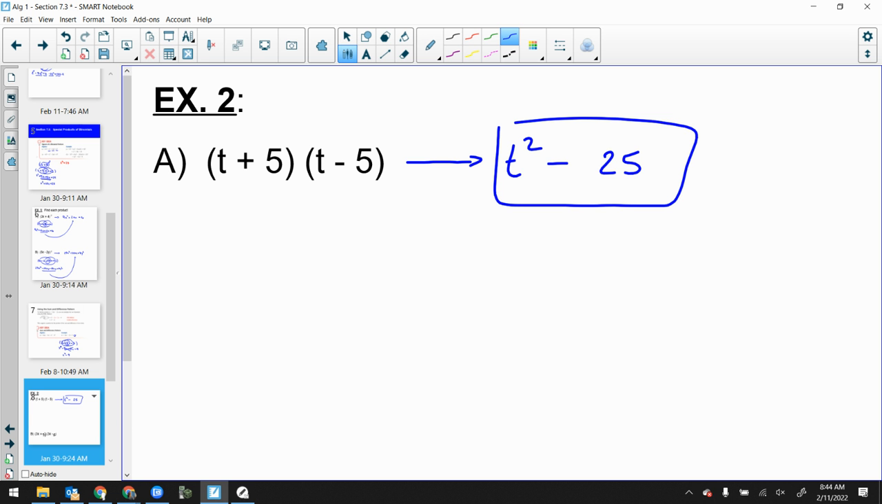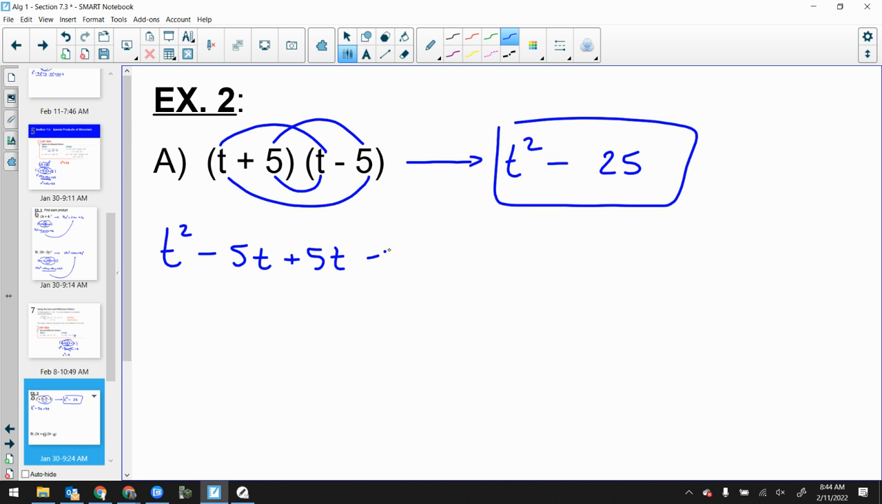Now, let me show you that the FOILing works. t times t is t squared. t times negative 5 is negative 5t. Positive 5 times t is a positive 5t. 5 times negative 5 is negative 25. And they do cancel to get us back to our answer. But if you know the difference of squares trick, you never have to FOIL those. And that's really convenient.